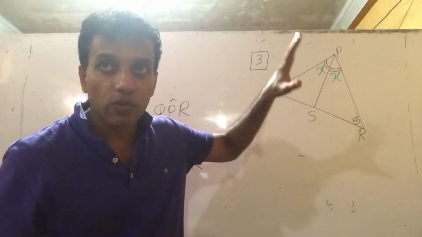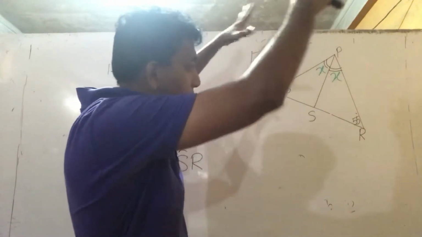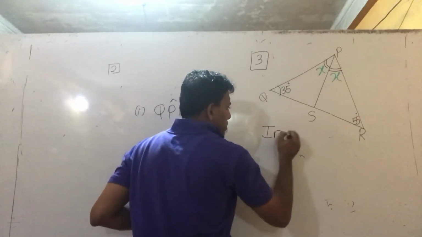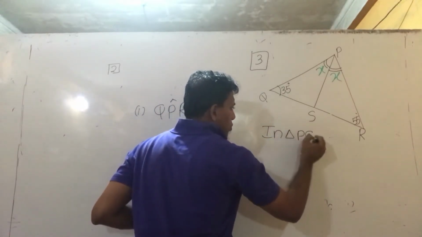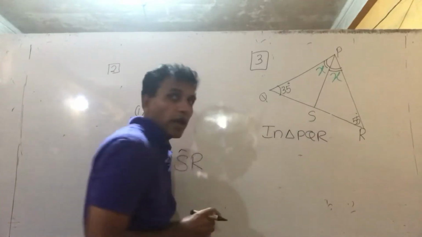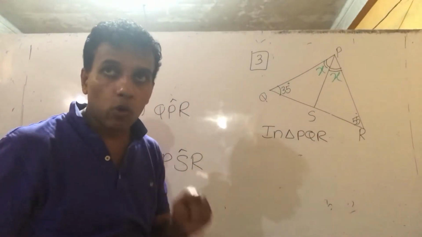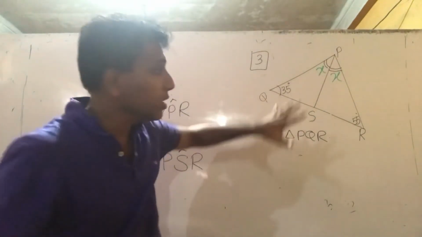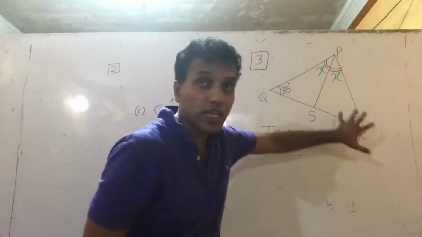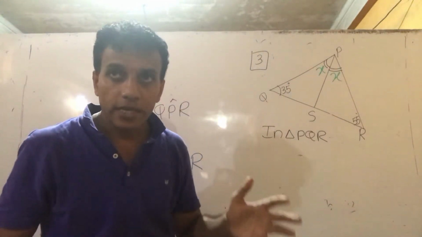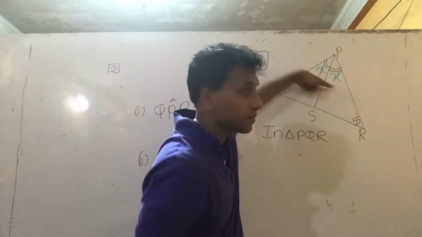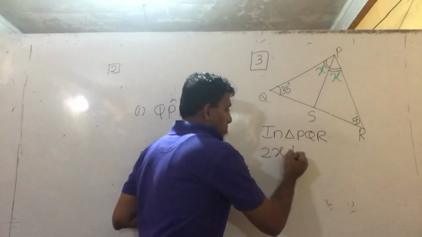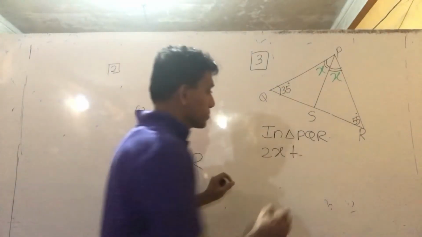First we'll find the X value and then come to the other part. Take the big triangle. In triangle PQR, now I am going to calculate the X value, right? You know, in a triangle, the three angles add up to 180 degrees. So here that vertex angle is 2x, plus here 35 degrees.